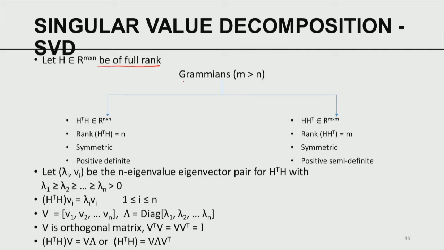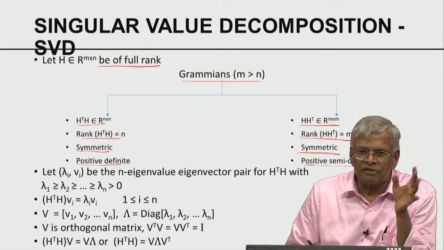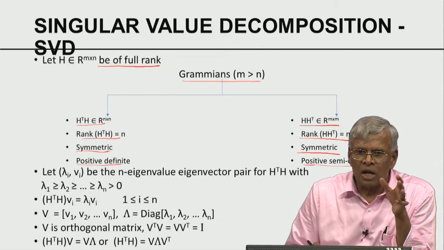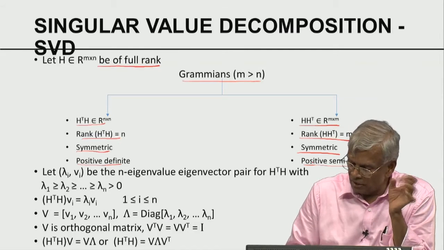Given a rectangular matrix, there are two Gramians, H transpose H and H H transpose. Both the Gramians are symmetric, and one is of full rank N and positive definite. In the other case it is positive semi-definite. If it is positive definite, all the eigenvalues are positive. If it is positive semi-definite, the eigenvalues are 0 or positive. That is the only difference between the two.